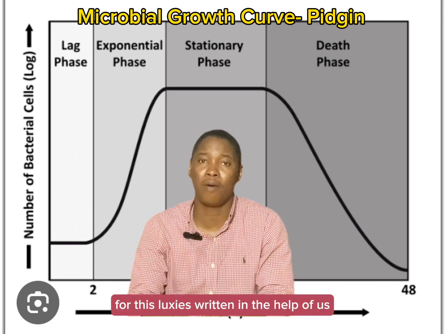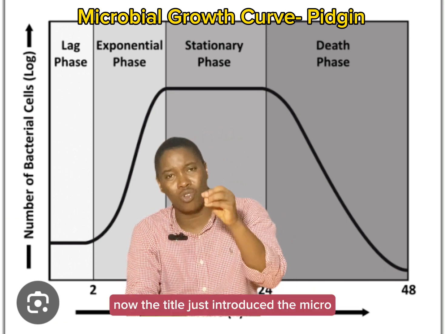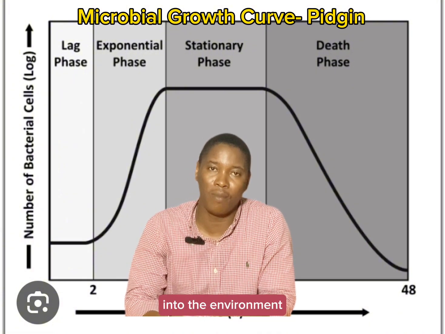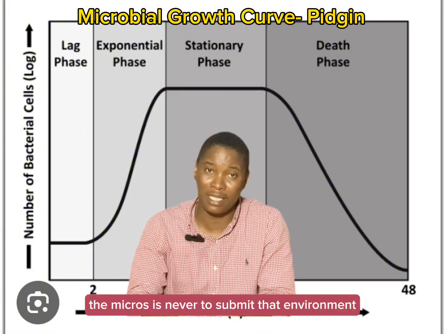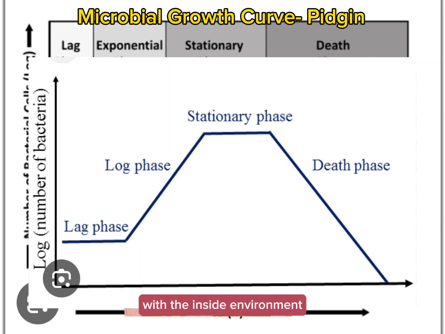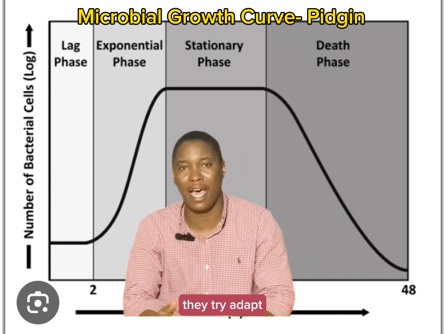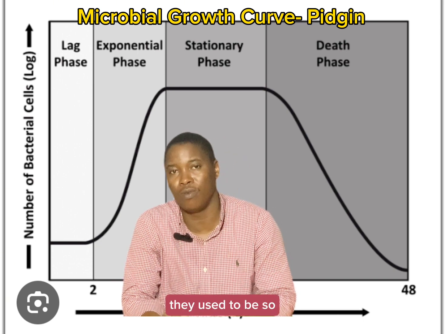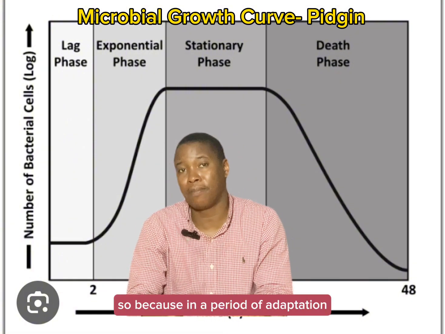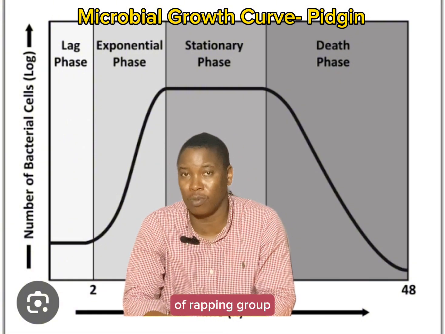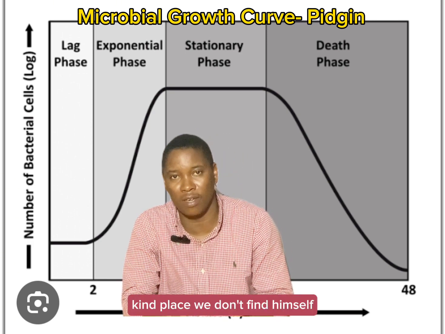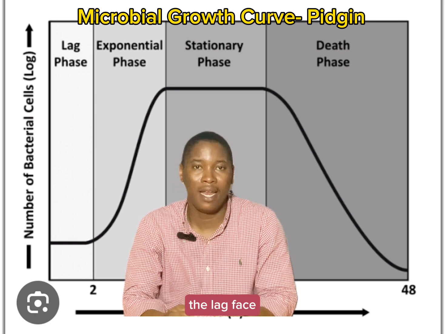In this lag phase, what happens is that this is the time we just introduce the microorganism for the first time into the culture media, into the environment. The microorganism does not yet know that environment, does not yet know how to make use of the resources inside that environment. So it struggles, it tries to adapt. It is a new environment, it is not used to the place. So it is a period of adaptation, not a period of rapid growth, because the microorganism is just trying to understand the kind of place where it has found itself. So that stage is called the lag phase.